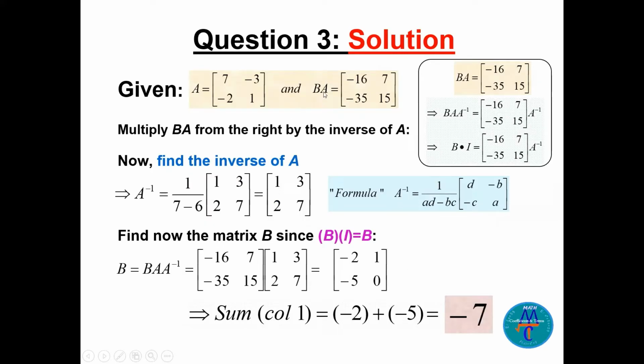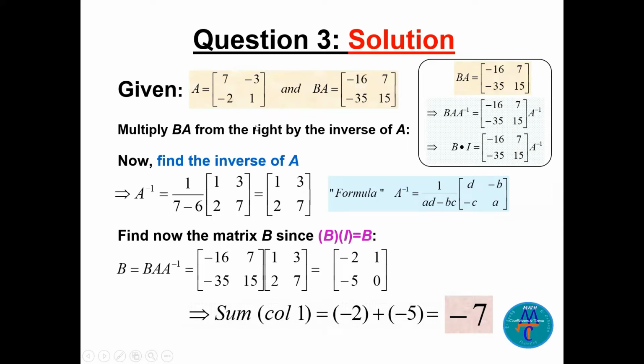We start here with this given: BA is minus 16, 7, minus 35, 15. Multiply by A inverse on the right side, A inverse here, A inverse there. Remember, when you multiply A times A inverse, that will be I, the identity matrix. B times I is B. So we need B. So now B will be this matrix here, minus 16, 7, minus 35, 15, times A inverse.